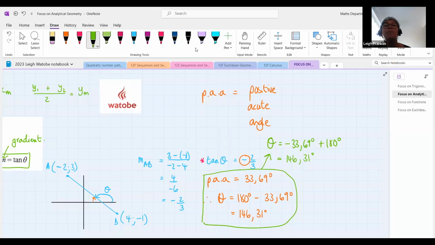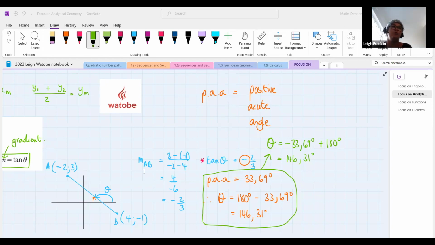Shantae, I hope I pronounced your name correctly. Would you like to ask something? Yes, ma'am, in the case that we've calculated our gradient and it is positive, and we find the angle for theta, is it still considered a reference angle?